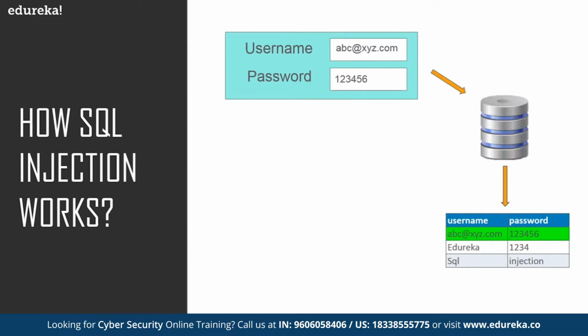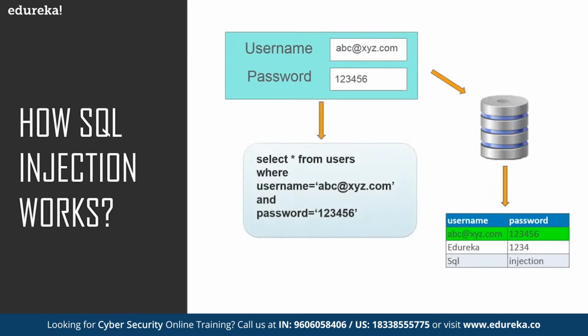So for this example, the simple query that would be generated would look something like this. There is select star, where star means fetch any number of rows that matches some condition, from users, where users is the name of the database table. Then there's a condition to check the username equal to abc@xyz.com and the password should be 123456.